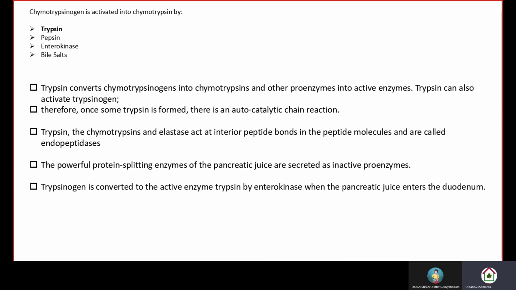Trypsin converts chymotrypsinogen into chymotrypsin. Remember this, and other proenzymes into active enzymes, and trypsin can also activate trypsinogen. Therefore, once some trypsin is formed, there is an autocatalytic reaction. Trypsin, chymotrypsin and elastase act at the interior peptide bond.